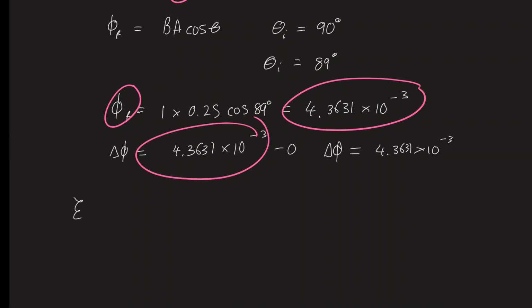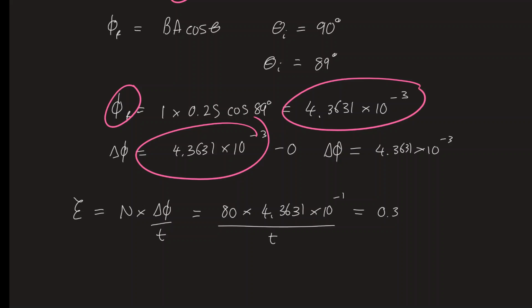If we apply Faraday's law, n times delta phi over t, we know that there are 80 turns. We've just calculated the change in flux through the loop, and then we're going to divide that by the same time. Again, we don't know the value of time. We're just going to work in terms of t here. So we'll calculate that, and that's equal to 0.349 over t.